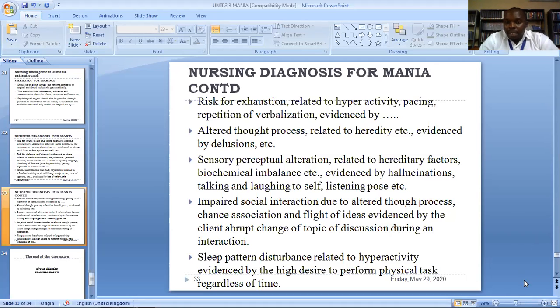Sleep pattern disturbance related to hyperactivity. We've actually mentioned that these clients are hyperactive, so they may not have time to sleep or rest. So they will have sleep pattern disturbance related to hyperactivity, evidenced by the high desire to perform physical tasks regardless of time. Whether it's in the night or whatever time, they would love to perform certain physical activities. And this makes them have a disturbance in their sleep pattern.